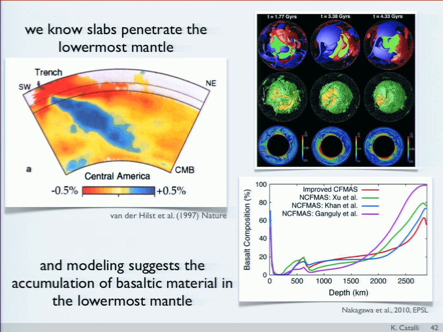This is a tomographic image, seismic image of the Earth's mantle, where this is a subducting slab. So we see this oceanic lithosphere subducting down into the lowermost mantle, and also some geodynamic modeling, which shows that as you go deeper in the Earth, you get a larger basaltic composition that's been accumulating down there over the age of the Earth due to its greater density because of its mineralogy and temperature.